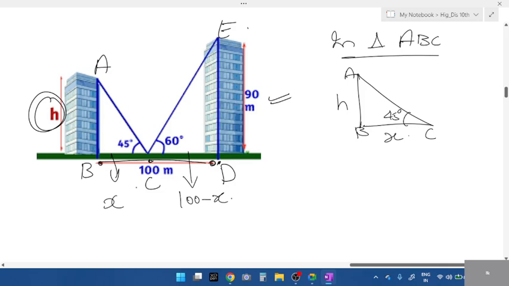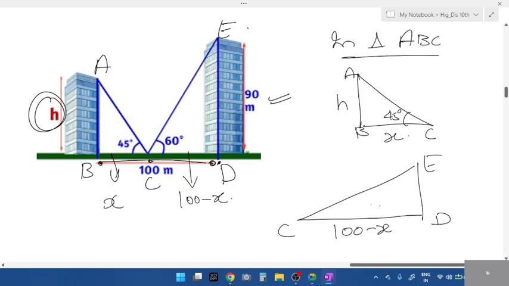This is one type of question. Make a note, try it later. Look here, then take EDC. Therefore, this becomes 100 minus X. You have 60 degrees here, 90. We have already solved such questions. Take X and H. You can find any one value, either X or H. Be quick. Draw these two diagrams. I want you all to find the value of these two. Angle of elevation concept.